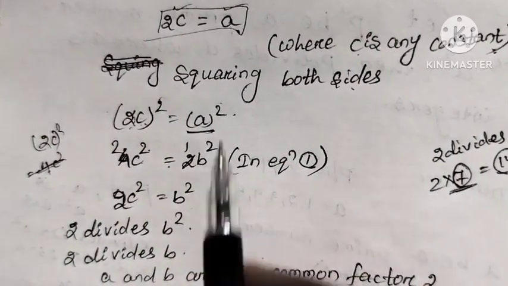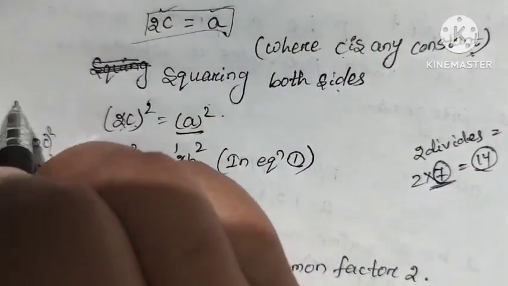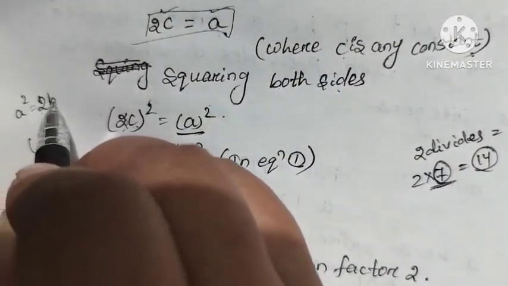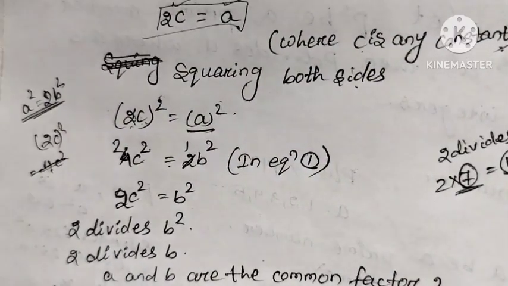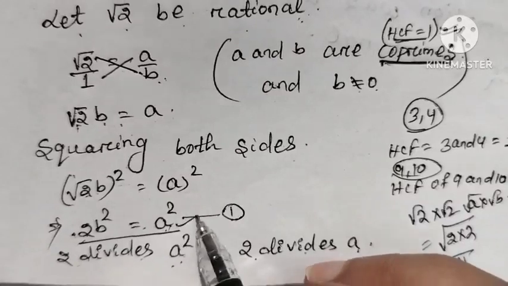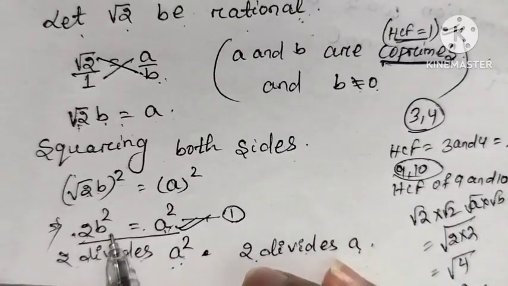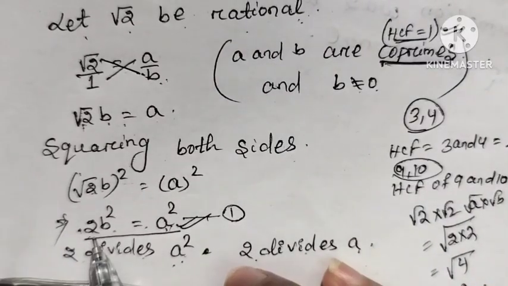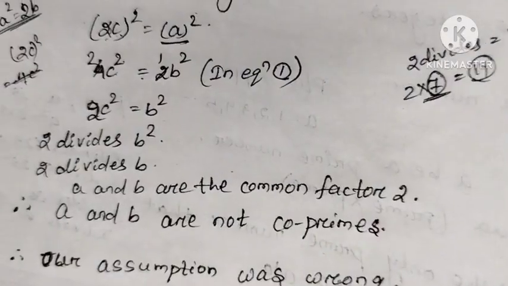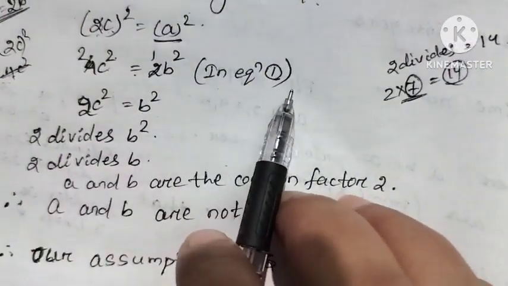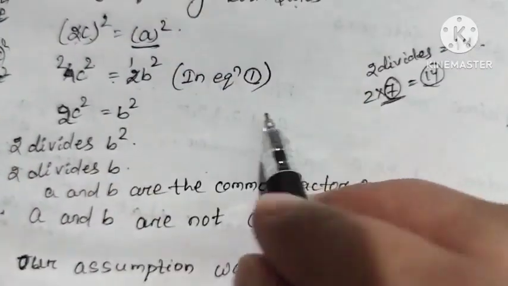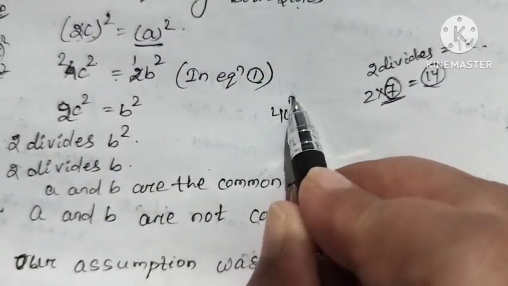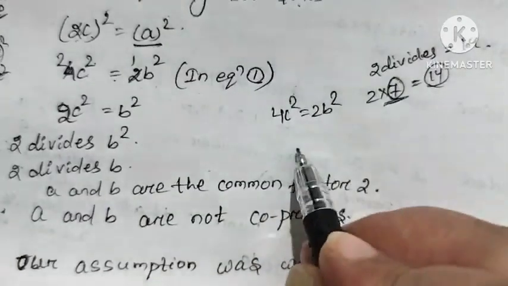In equation 1, a squared is equal to what? A squared is equal to 2b squared. Yes, then put this value in equation 1: 4c squared is equal to 2b squared.